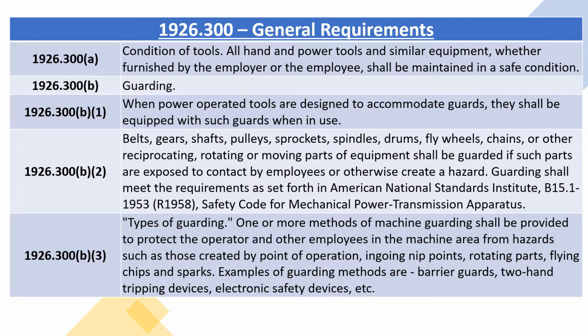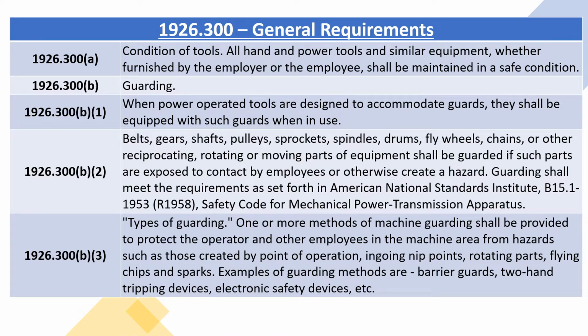1926.300 (b) Guarding. 1926.300 (b)(1) When power-operated tools are designed to accommodate guards, they shall be equipped with such guards when in use. 1926.300 (b)(2) Belts, gears, shafts, pulleys, sprockets, spindles, drums, flywheels, chains, or other reciprocating, rotating, or moving parts of equipment shall be guarded if such parts are exposed to contact by employees or otherwise create a hazard. Guarding shall meet the requirements as set forth in American National Standards Institute B15.1-1953, R1958, Safety Code for Mechanical Power Transmission Apparatus.